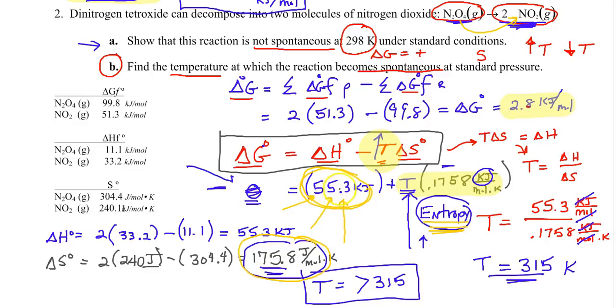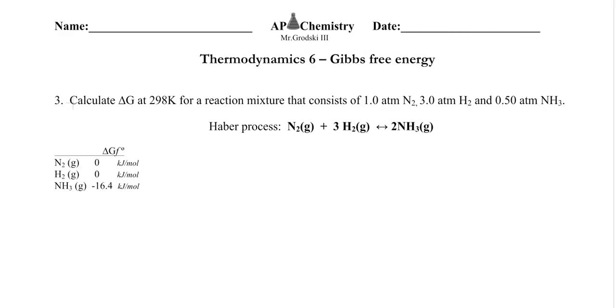So let's go on to number 3. What we're going to do on this side is calculate non-standard delta G. This does not have a little zero. This is non-standard. Get it down. Understand the difference. This means we're going to find the value of the Gibbs free energy when we're not at standard conditions, which by the way is almost all the time.